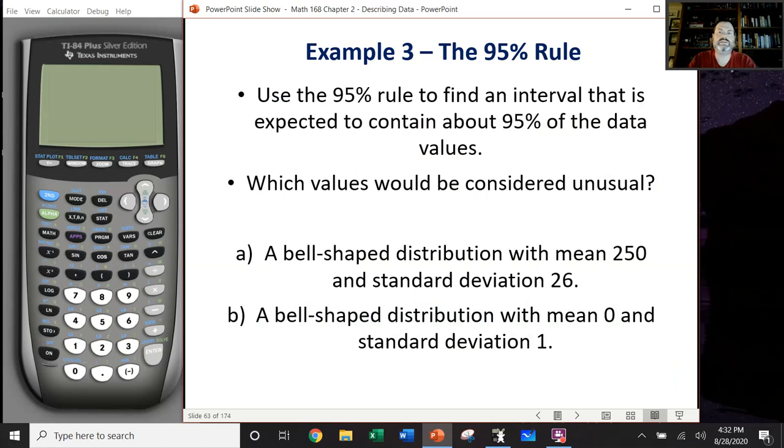All right, so let's use this 95% rule to get some work done. So we're going to use the 95% rule to find an interval that is expected to contain about 95% of the data values. Which values would be considered unusual? So a bell-shaped distribution with a mean of 250 and a standard deviation 26. Let's do that one first.